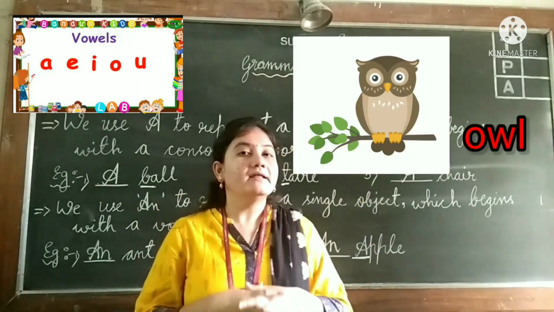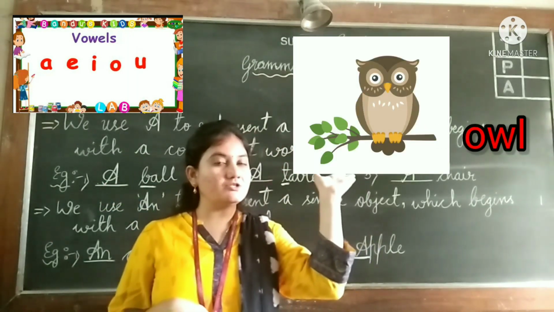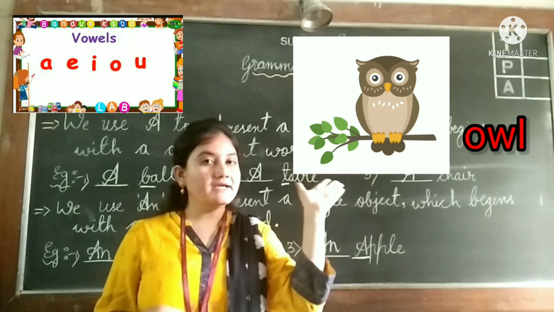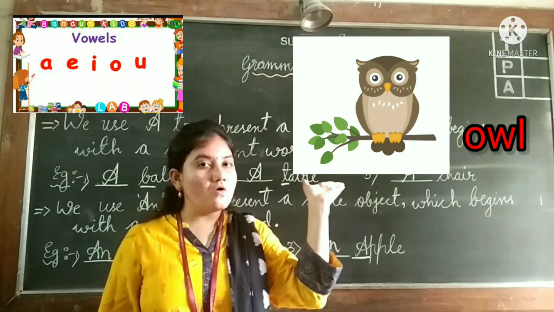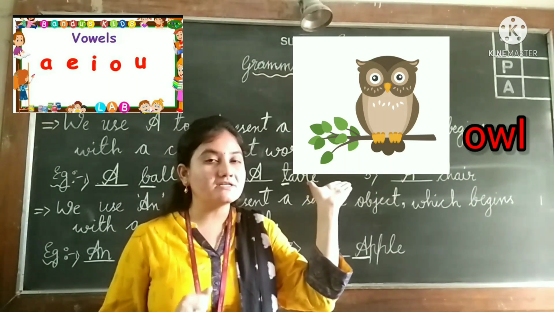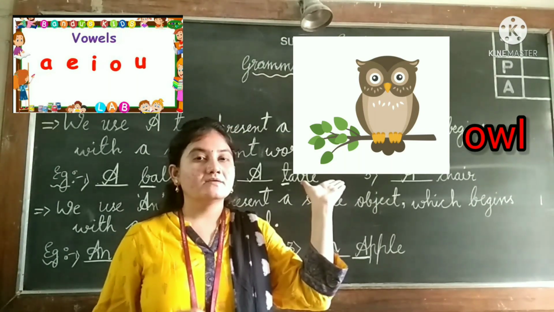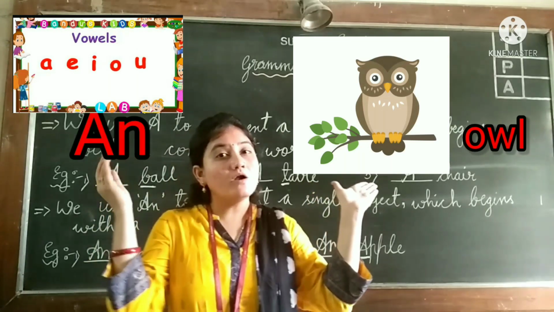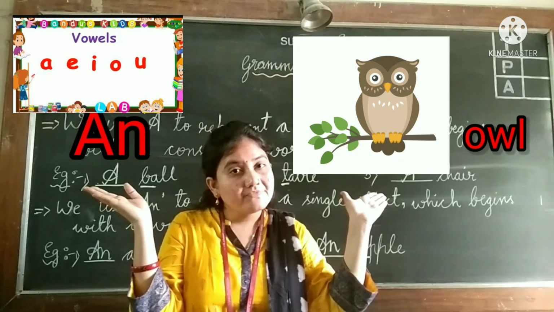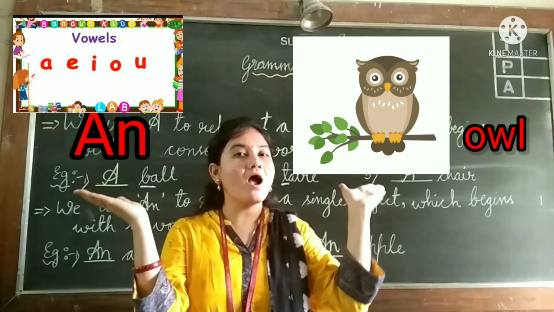Okay? Then next, can you see the picture, children? It's owl, isn't it? So the word owl begins with the letter O. So O is a vowel letter. So what we will use here? Yes, an owl.